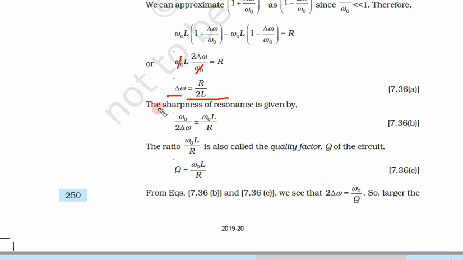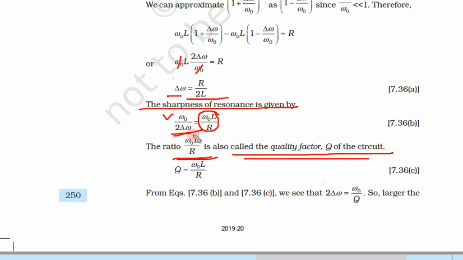So sharpness of resonance. What was the sharpness of resonance? Sharpness of resonance was omega naught upon 2 delta omega. So let us put all the values: omega naught, and what is the value of this 2 delta omega? 2 delta omega is r by L. So this is in denominator. So this is omega naught L by r. So the ratio omega naught L by r is called the quality factor of the circuit. This is the quality factor. Let us put this Q is equal to omega 0 L by R.